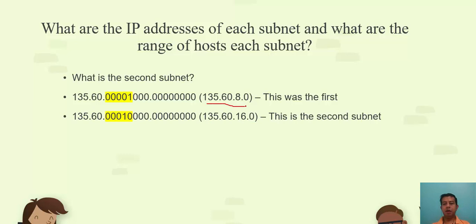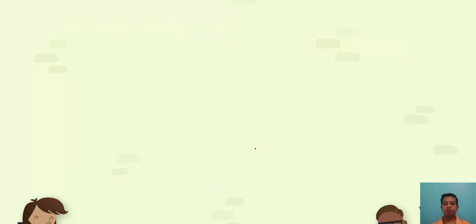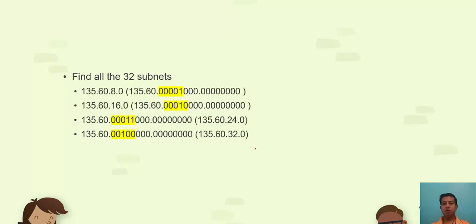135.60.16.0. So 135.60.8.0 was my first subnet, and 135.60.16.0 is my second subnet. How do we get it? We get it by using these bits of my subnet part. Now what will be the IP addresses of the computers connected to this second subnet? This should be easy for you. The first computer IP address will be 135.60.16.1, then 135.60.16.2, and so on, up to 135.60.23.254. From where does it come? Where I have used all ones in my host part except the last bit. Clear? So these are the IP addresses of my second subnet. Like this, you should be able to find the IP addresses of all the subnets. So this will go on like this.